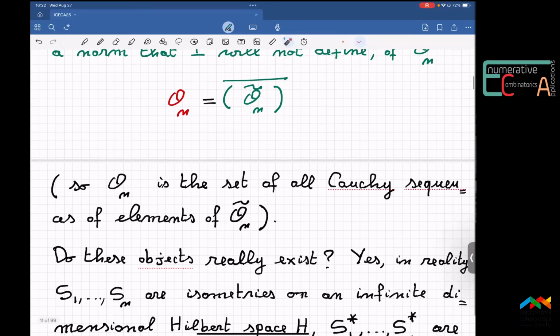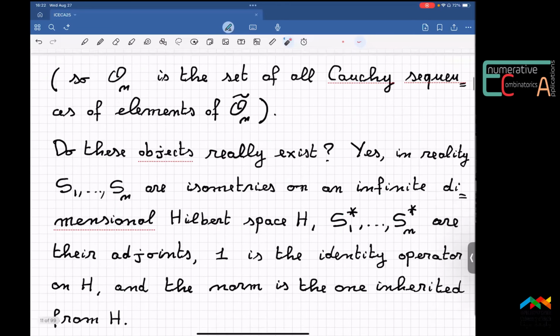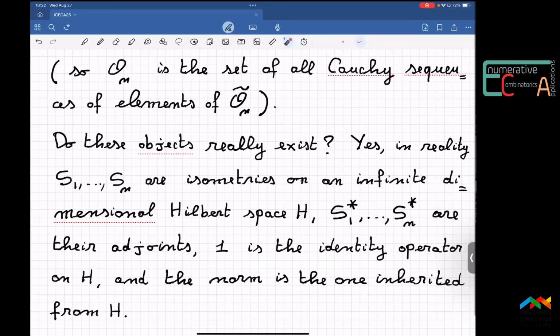So this is what I just said. O_N is the set of all Cauchy sequences. Well, of course, I've defined it, as you saw, in a very informal way. And so it's natural to ask whether these axioms are contradictory. Do they really exist? Yes, they do.